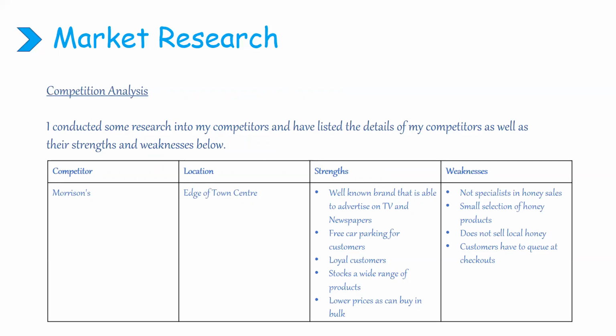Then I put out the weaknesses. They don't specialize in honey. They've only got a small selection of honey products. They don't sell local honey. Customers have to queue at the checkout. I'm trying to think there, what are the drawbacks? There probably are more. I'm sure if I threw it out there, you could all give me different drawbacks. Maybe want to chuck me a drawback in there, Morrison's?